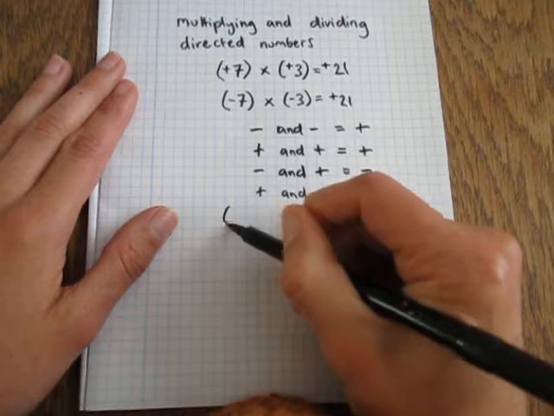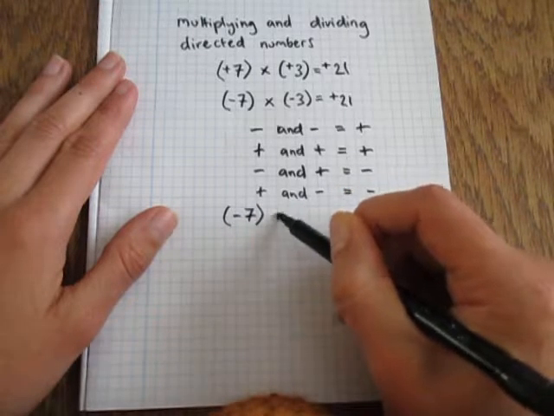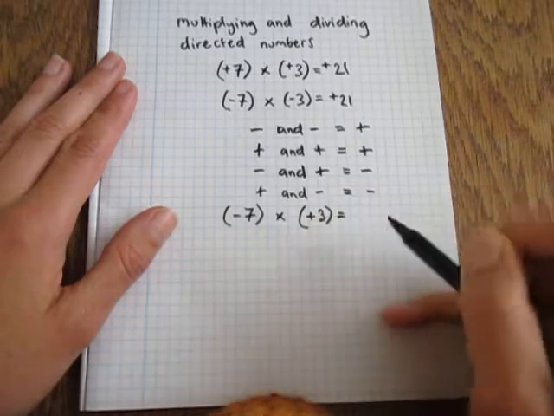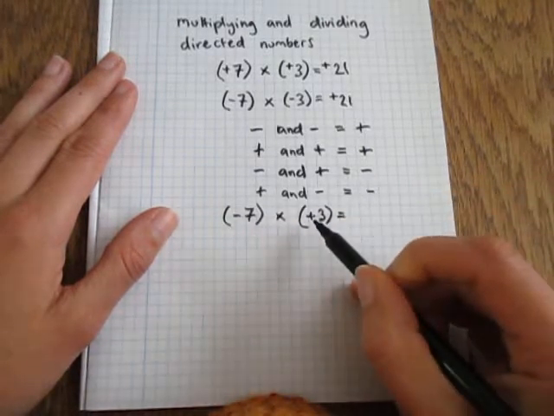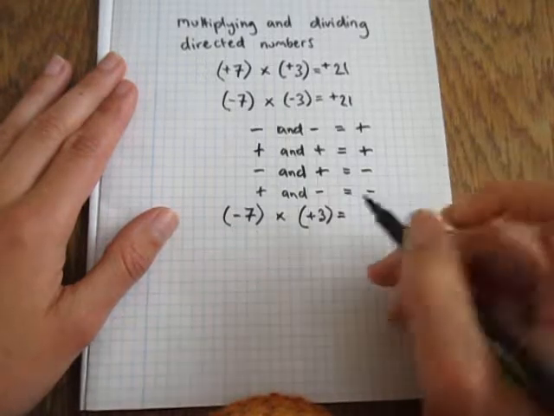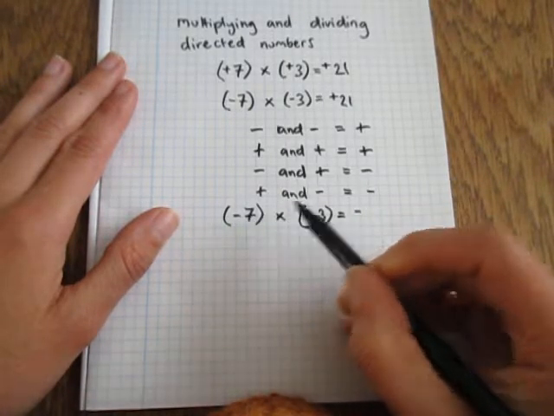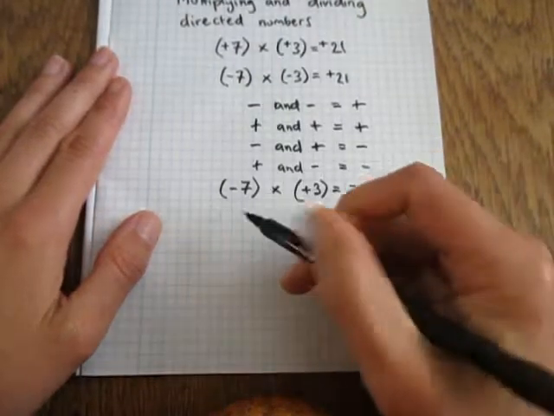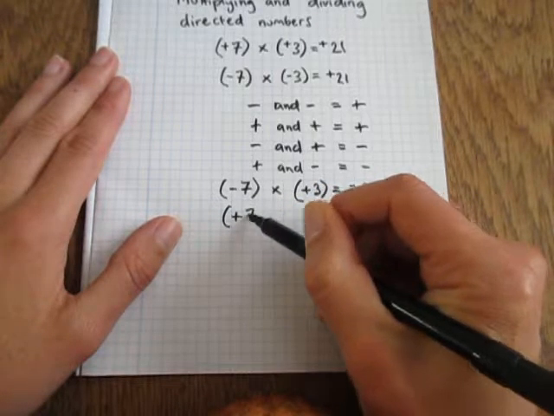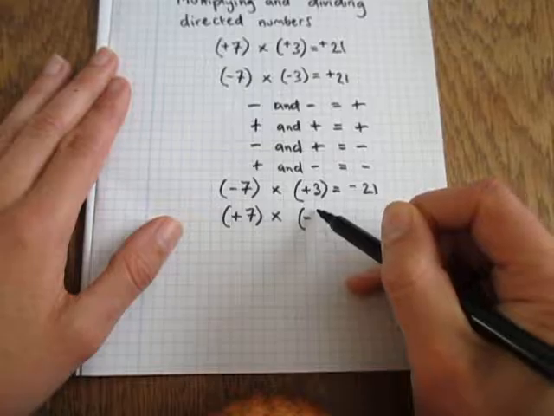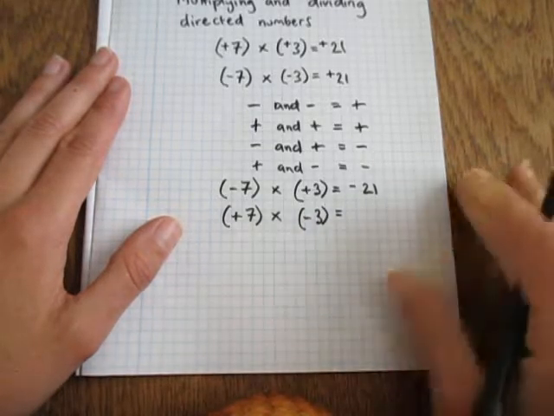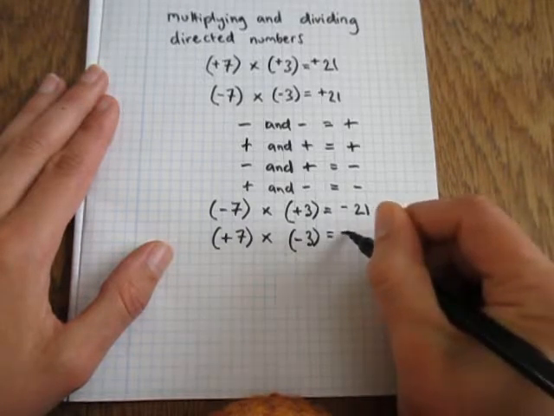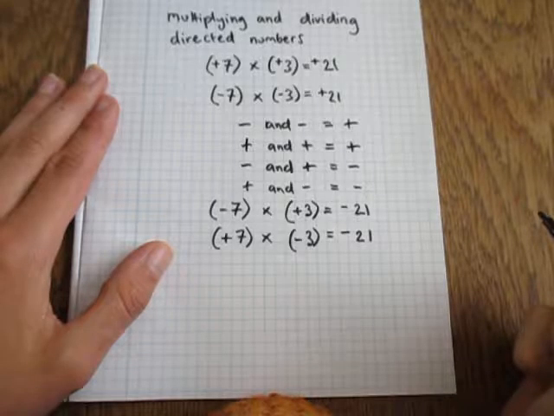So let's say I have minus 7 multiplied by positive 3. I know that the answer, I've got a positive and a negative. So the answer will be negative. I multiply the numbers as I usually would, and I get negative 21. If I have a positive 7 multiplied by a negative 3, what will the answer be? The same again. I've got a positive and a negative, so I get a negative 21.